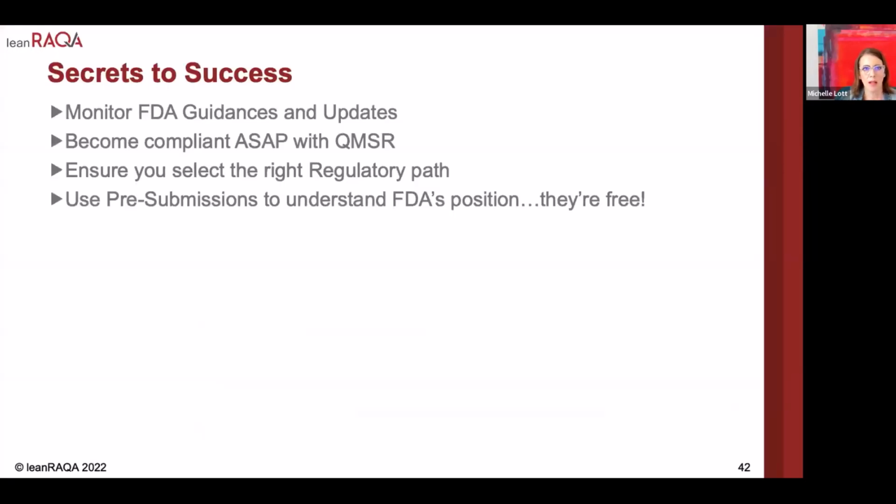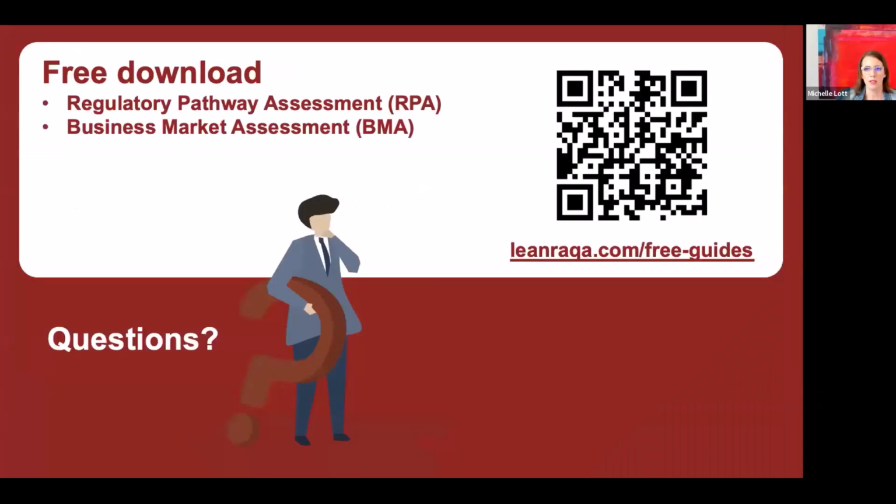So monitor those FDA guidance documents and updates. Know that QMSR is coming. Be prepared. Make sure that you select the right regulatory path. There are a lot of nuances with the FDA, and really capitalize on those FDA pre-submissions.